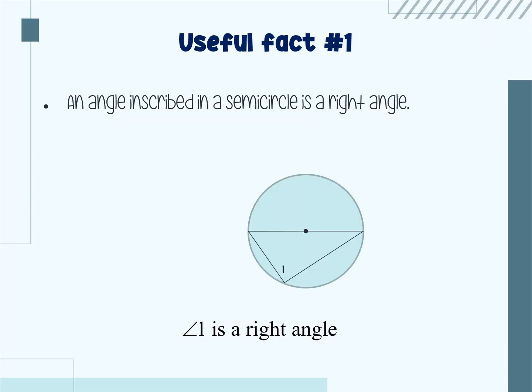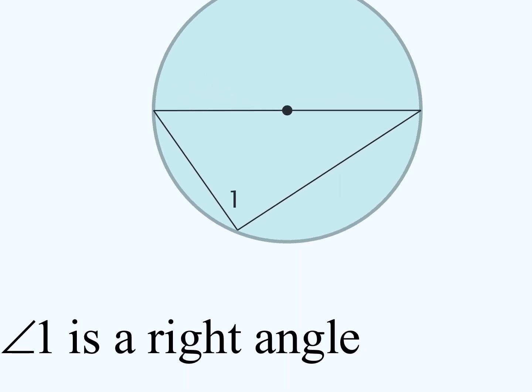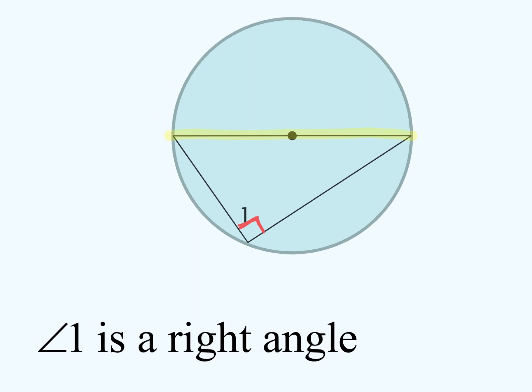All right, useful fact. An angle inscribed in a semicircle is a right angle. That's the same thing that we kind of went over. If you have a right triangle, this is a semicircle because this is, again, my diameter. Then the angle inside my semicircle is a right angle. So angle 1 is a right angle.